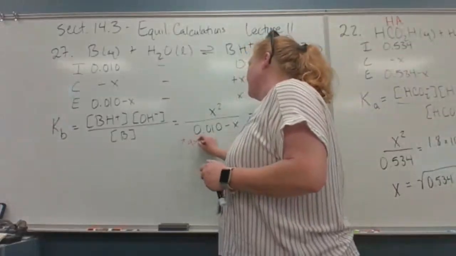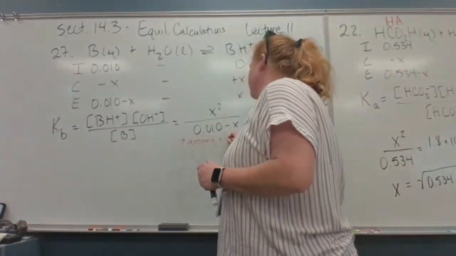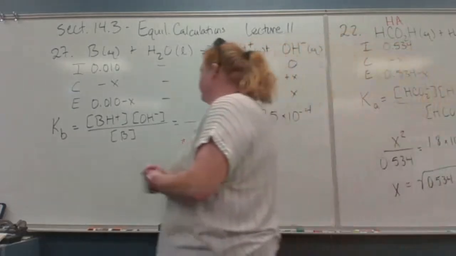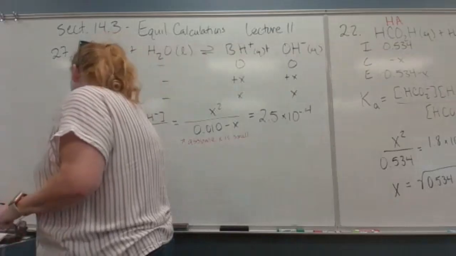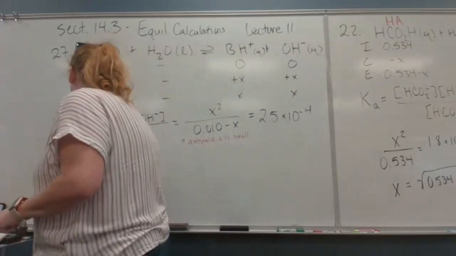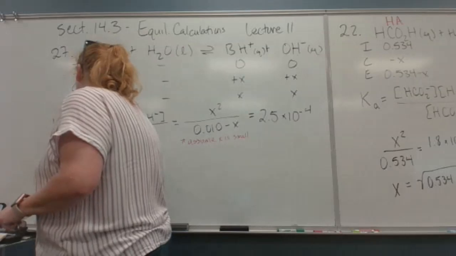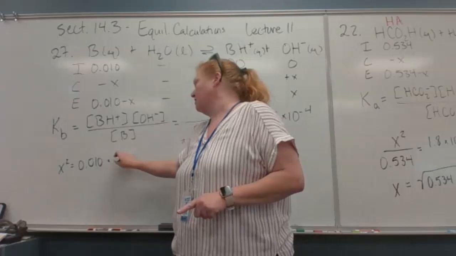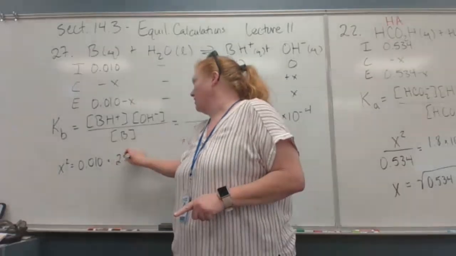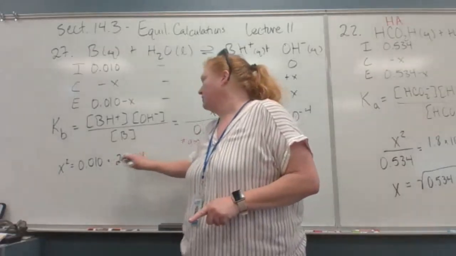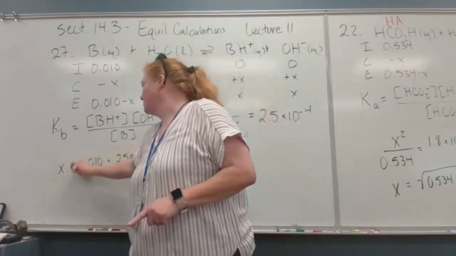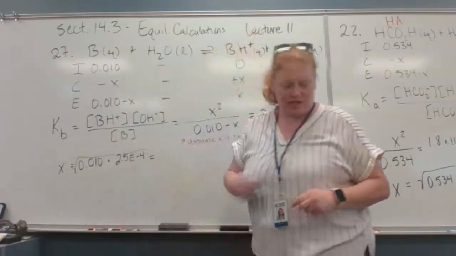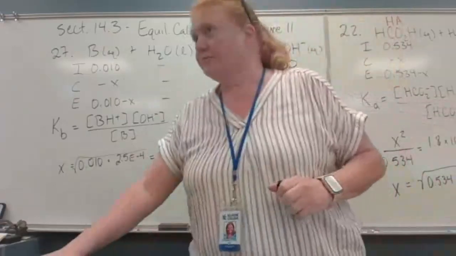So let me assume X is small. If I do that assumption, then I'm solving for 0.010 times my KB value, and then I'm going to take the square root. Let's see what that gives me. The opposite order would be the same.